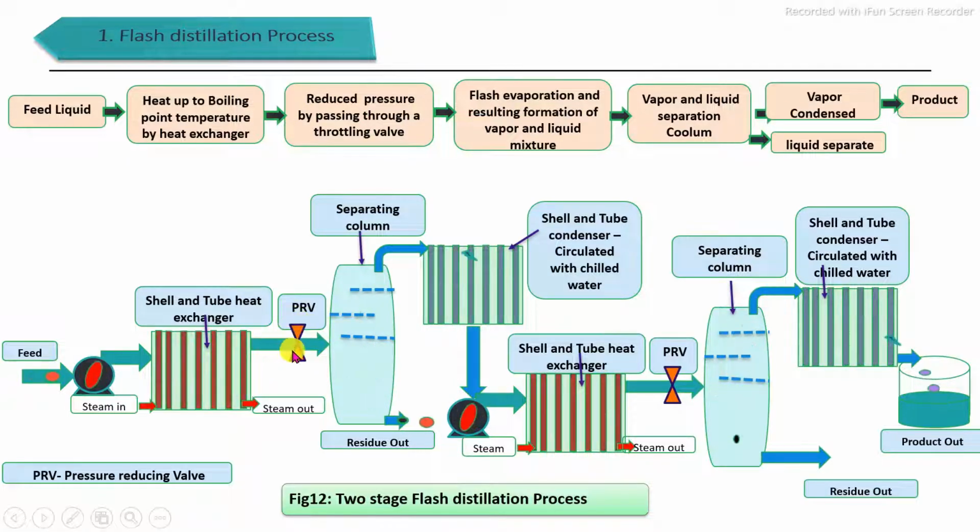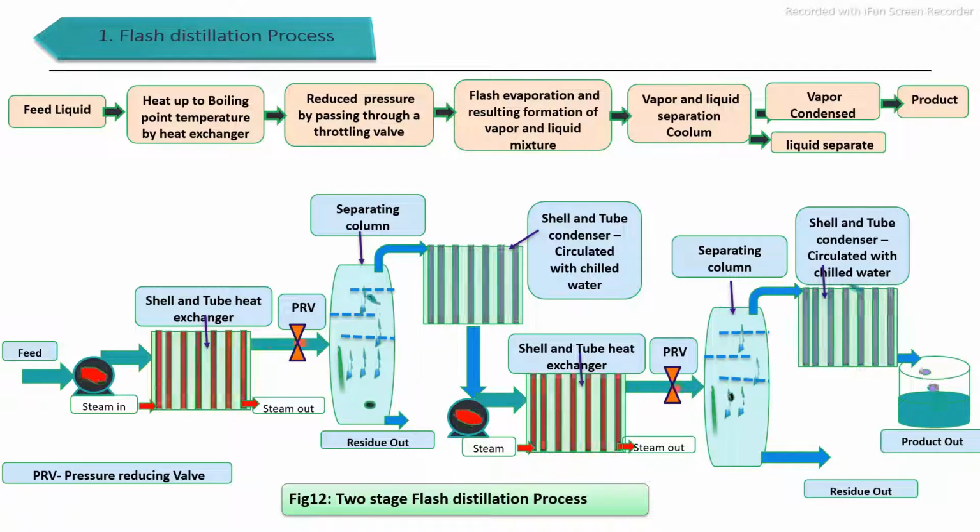This is provided with a pressure reduction valve, in which the liquid heated up to its boiling point has its pressure suddenly reduced, so flash evaporation occurs. In the boiled liquid, the more volatile components are converted into vapors, and as a result we get a vapor and liquid mixture, which is fed into the separating column by a spraying system.